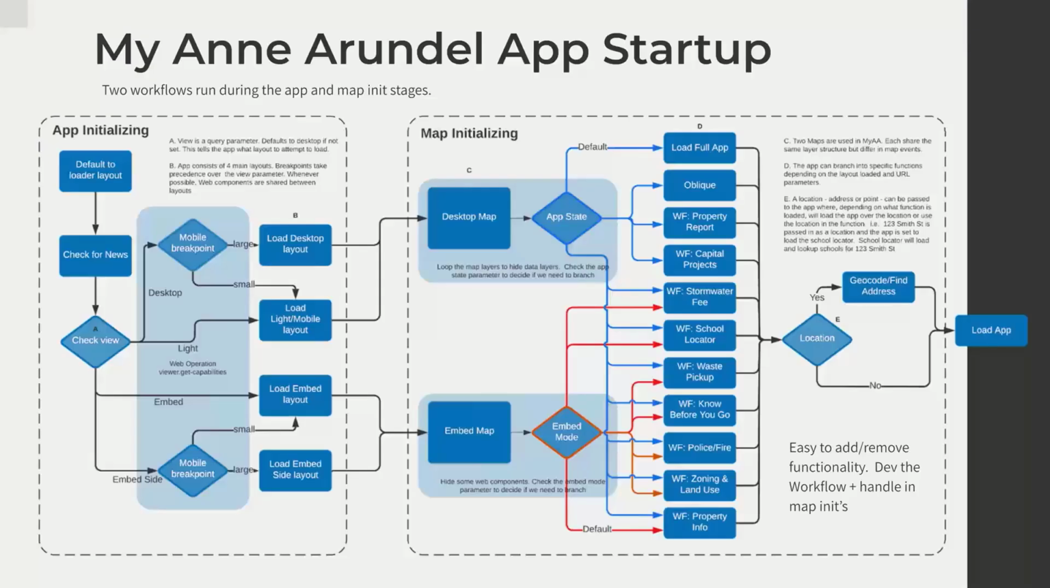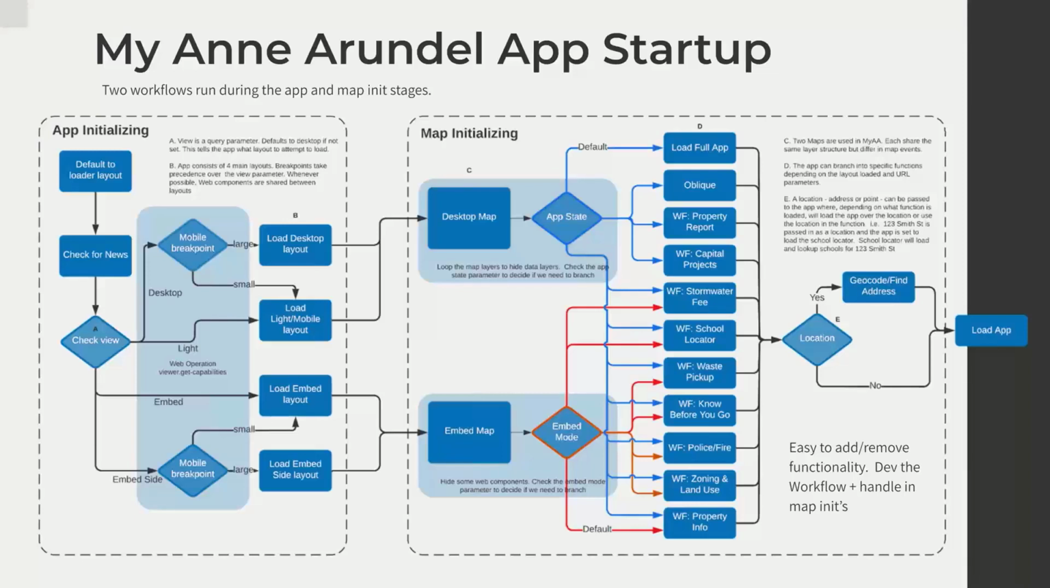So this, again, is a web event and our workflow. The application has a few different phases. As it loads, you've got your app initialization phase, and then you also have your map initialization phase. We run two workflows during those phases that, as Katie touched on earlier, let us serve out different flavors of the application. This is the pipes, the underlying nuts and bolts of how that works. We run one workflow on the left in the app initialization. We check a bunch of URL parameters. We decide if we need to load out our mobile format or our desktop format, or if we need to load out our embed or embed side format.